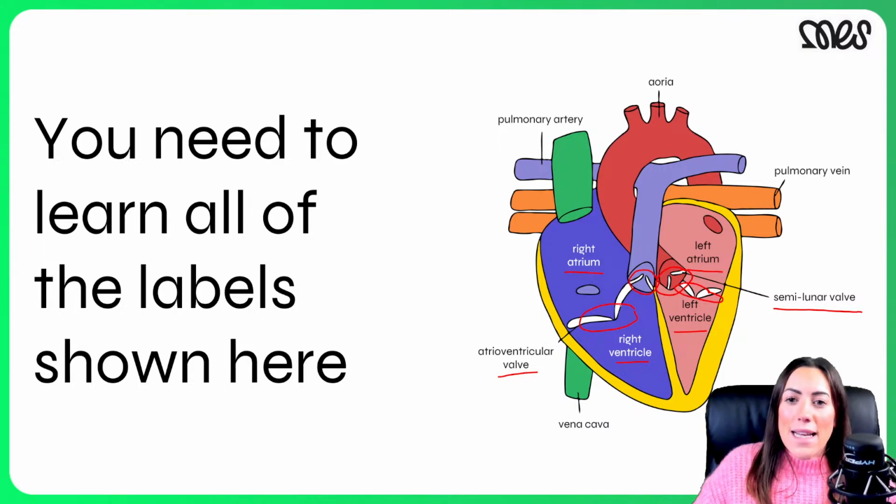Let's move on and think about the blood vessels. This is probably the most complicated bit. If we're confident with our chambers and our valves, the next thing we have to know are the blood vessels. They're colour coded for you on the diagram. This blood vessel and this blood vessel are both the same. They're both branches of the vena cava. The vena cava takes blood into the right atrium.